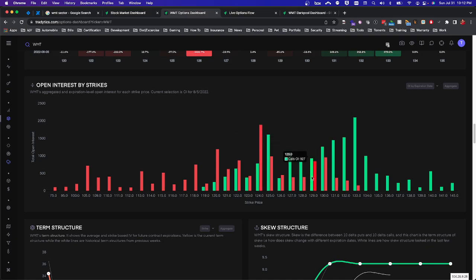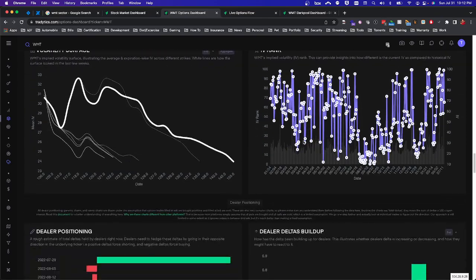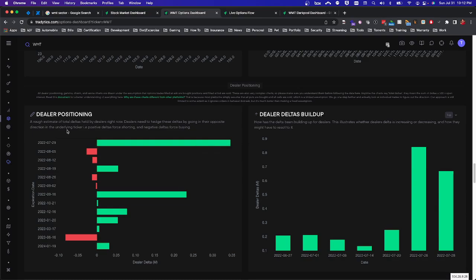Based off net flow, it's making me think that a lot of this put open interest is put buying. Now, we can also look at things like dealer positioning. Essentially, and you can read these descriptions if you ever forget, on July 29th we had a lot of positive deltas, right?